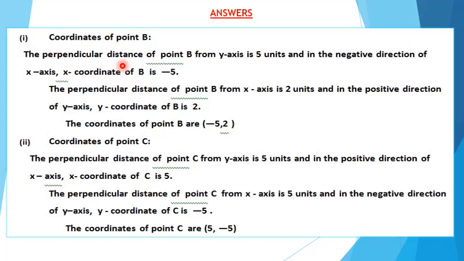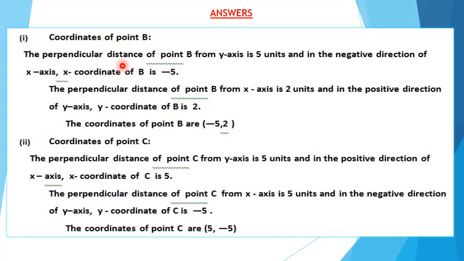Answers. For the first one, we need to find the coordinates of point B. The perpendicular distance of point B from y-axis is 5 units and in the negative direction of x-axis. The x-coordinate of B is -5. The perpendicular distance of B from x-axis is 2 units and in the positive direction of y-axis. Therefore, the y-coordinate of B is 2. The coordinates of point B are -5, 2.